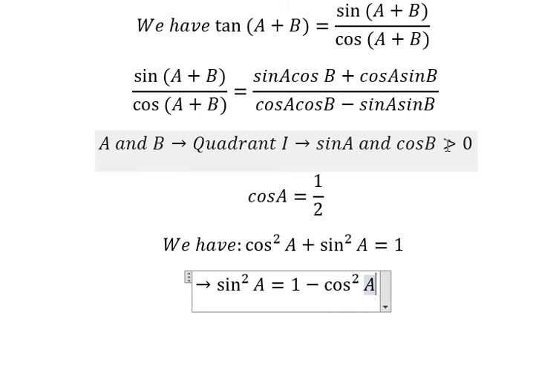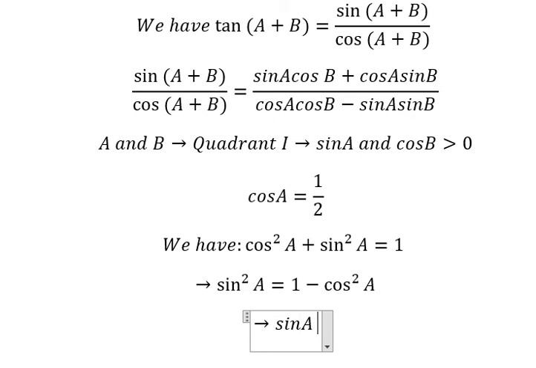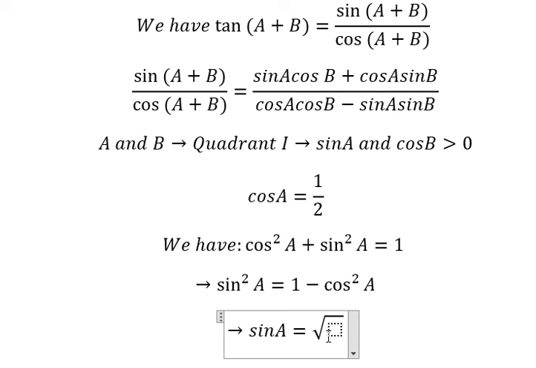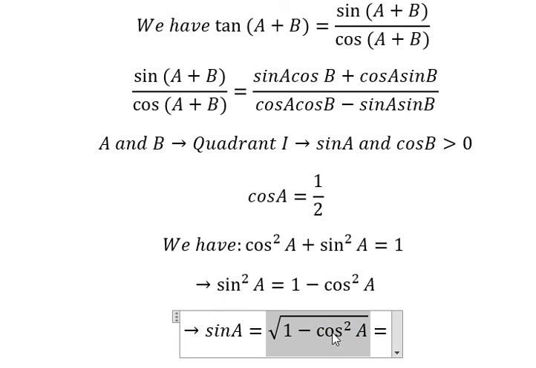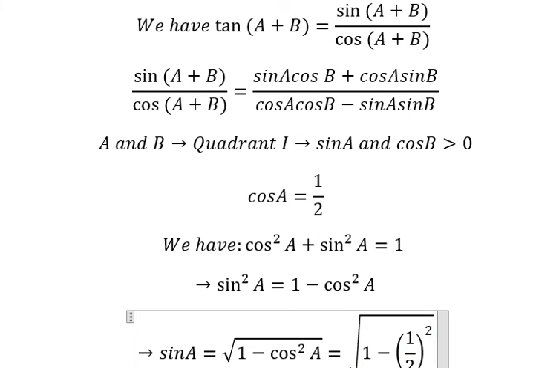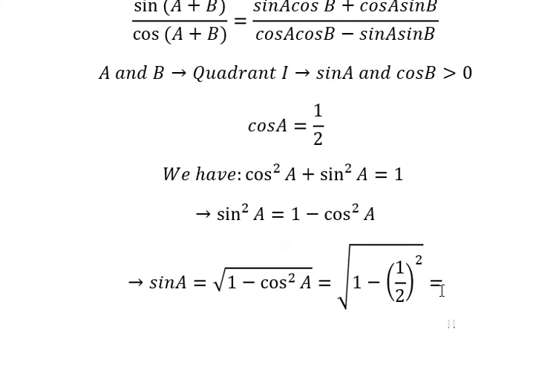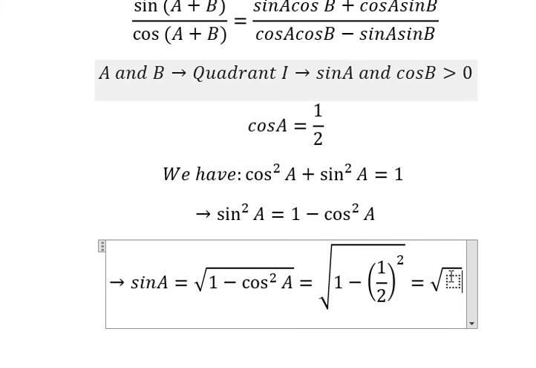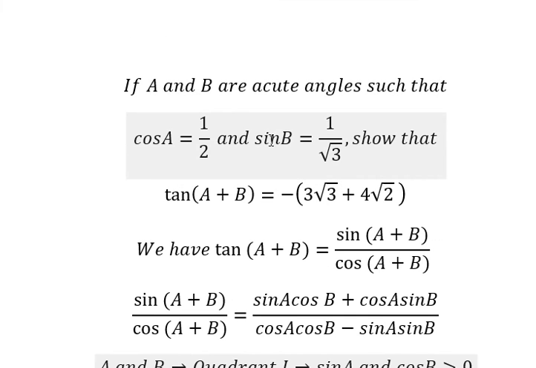Because sin A should be positive, we just select the positive next to the square root. So cosine A is 1 over 2, and this one, we have the square root of number 3 over 2. Now we can do similar for the second one.